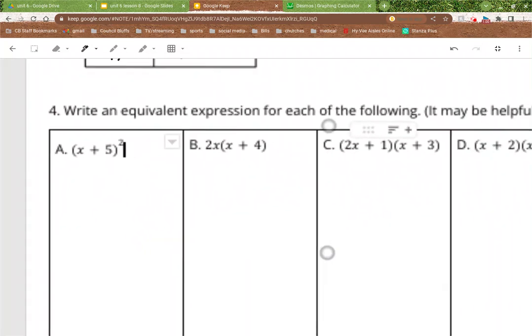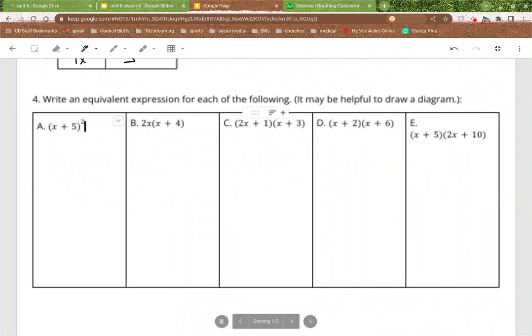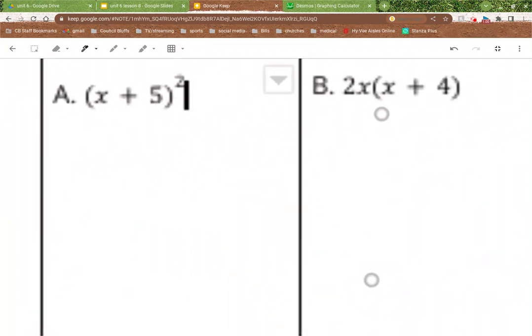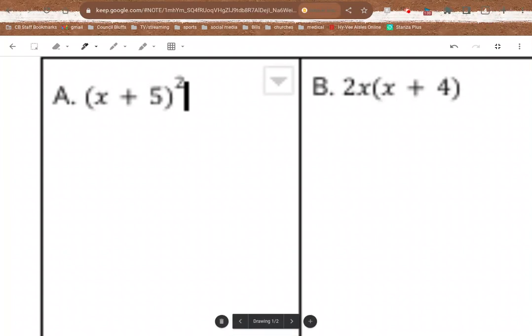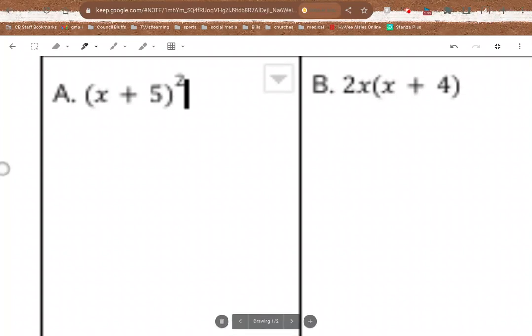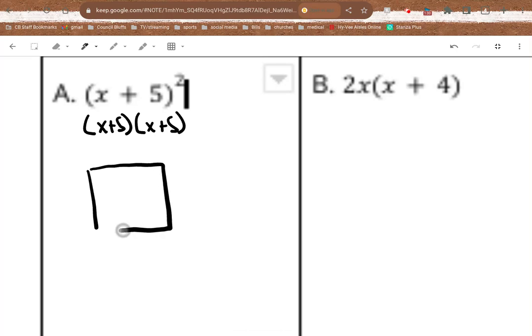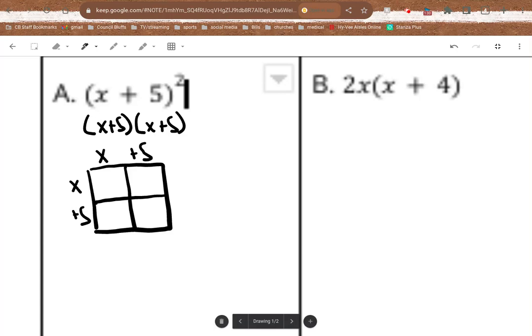Okay? So we're going to do the same thing on these 5 examples down here. So let's take a look at A. Okay? So on A, I have x plus 5 squared. So that's going to be x plus 5 times x plus 5. Okay? And I'm going to do the same thing. I'm going to create a 2 by 2 box. So this will be x plus 5, and this will be x plus 5. And I'm going to fill in that table there.